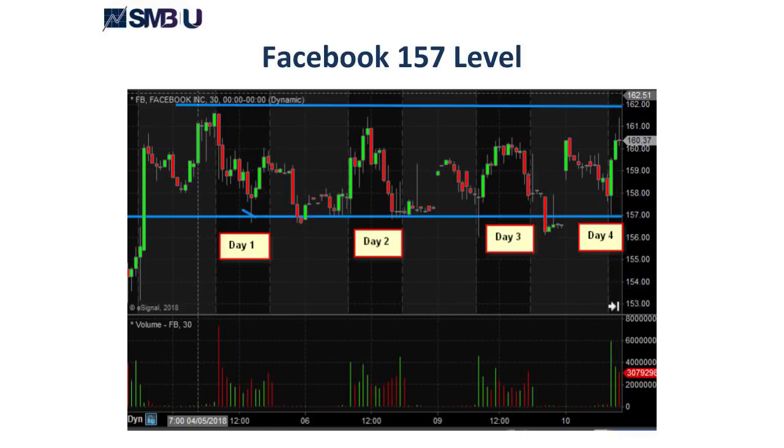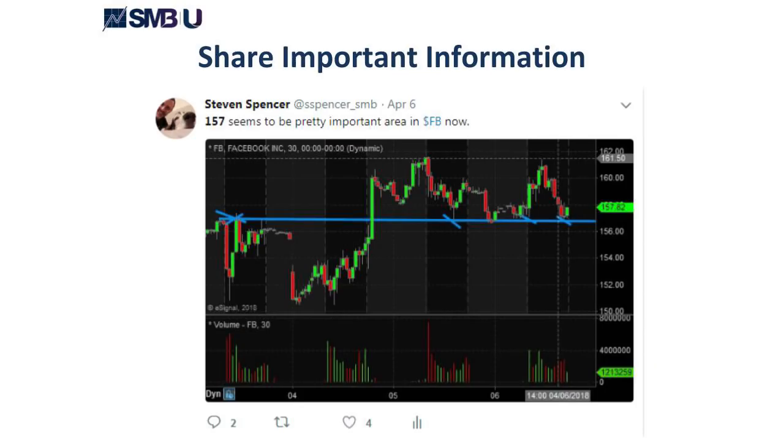So let's zoom in. Before, I wanted to just point out when 157 actually showed itself as support. After day 1 and 2, I did tweet it out to let everyone know. If you see a really good setup, you're going to share that with the people you trade with. I also tend to take those best pieces of information and put them out there on StockTwits and Twitter. So I gave you a heads up on day 2 that prior resistance was holding as support.